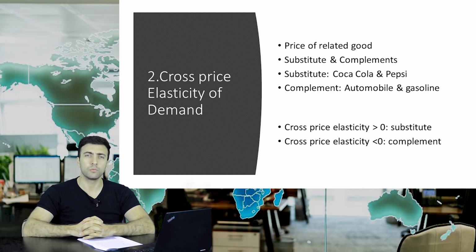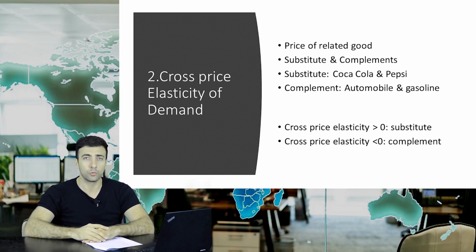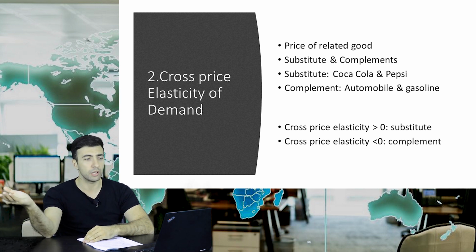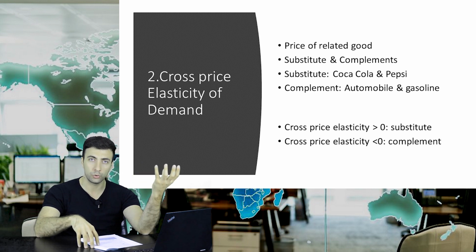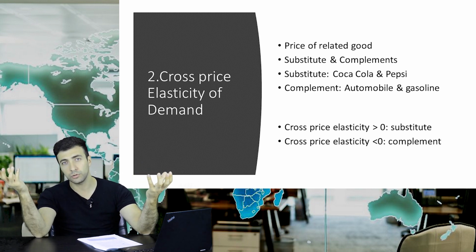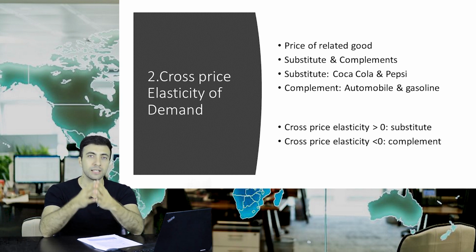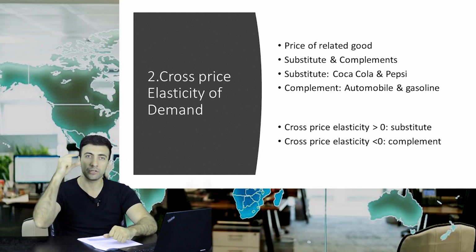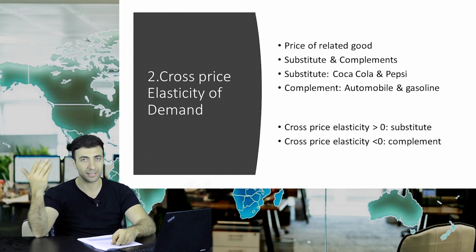Guys, imagine that one day you see that the price of Coca-Cola increased dramatically. So what will you do? You will most probably go and buy Pepsi. So when an increase in the price of one good increases the demand for the other good, we call them substitutes. In cross price elasticity, substitute products have positive cross price elasticity. Why? Because in the ratio, both numerator and denominator are positive, which means that the ratio is greater than 0.